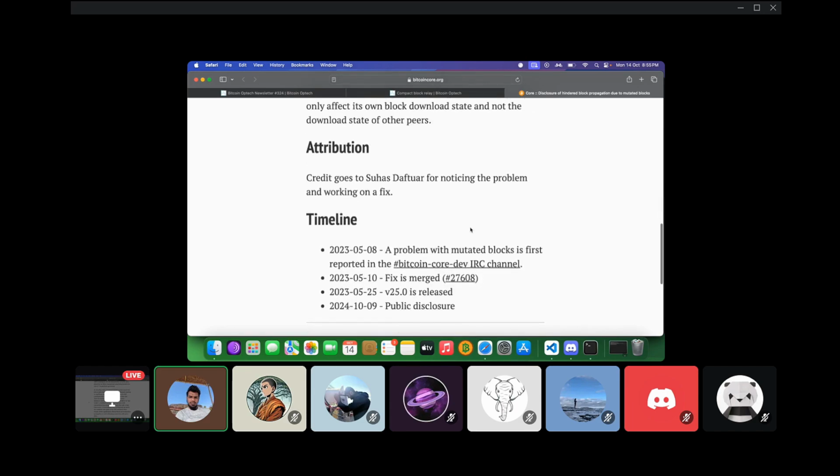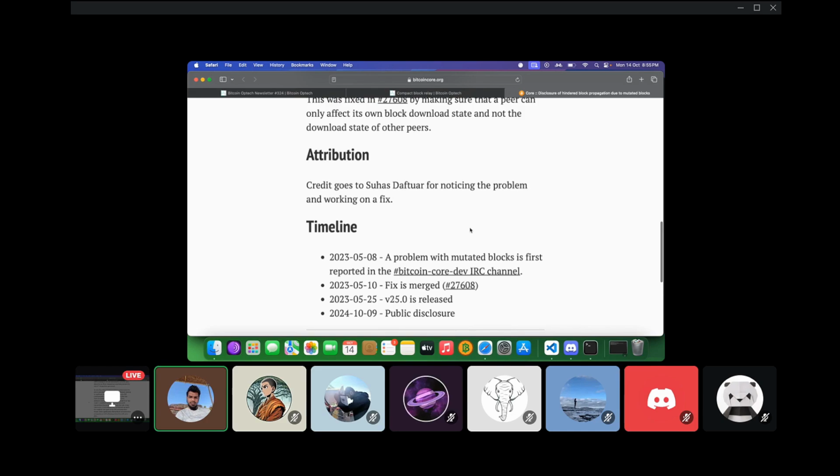So receiving a mutated block does not invalidate your block transaction message. You can still reconstruct your compact block with the previous get block transaction message which you sent to that peer, and you don't have to initiate the process of reconstructing the block again.